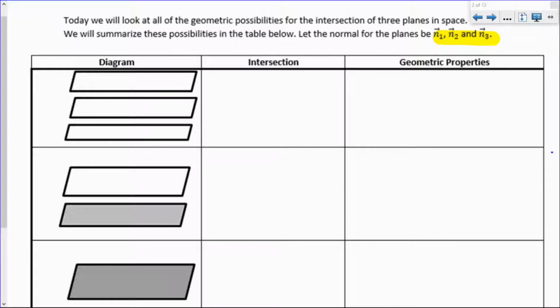all three of these planes are parallel and they don't intersect. So there is no intersection. In the second diagram, you can't tell exactly what's happening, because one of the planes is shaded in, but I think it's fair to say that two of the planes are the same, and one of the planes is parallel and not the same. Well, there still is no common intersection. Yes, two of the planes intersect, but not the third. They don't all intersect at any of the same places.